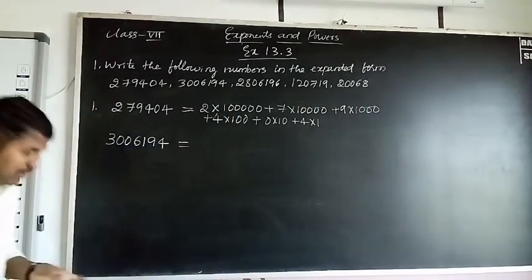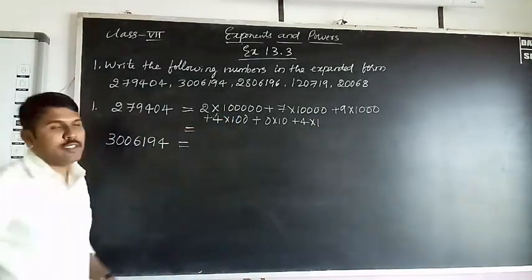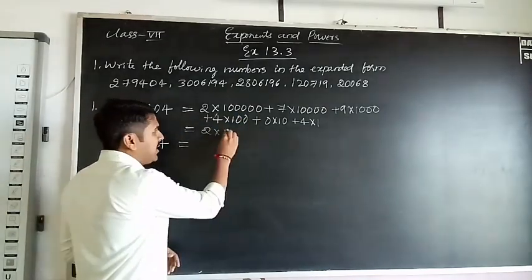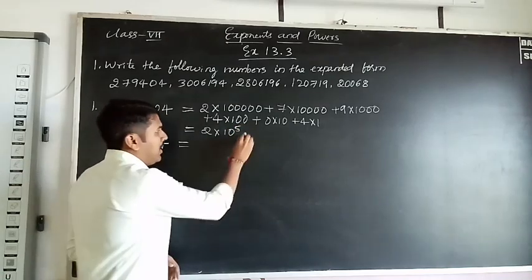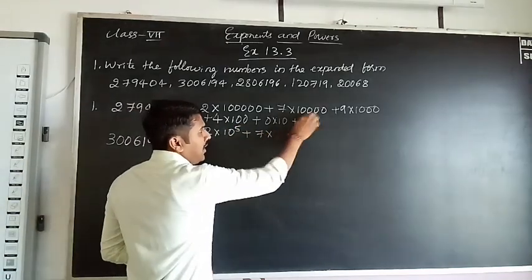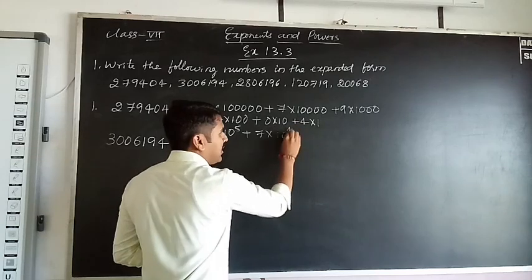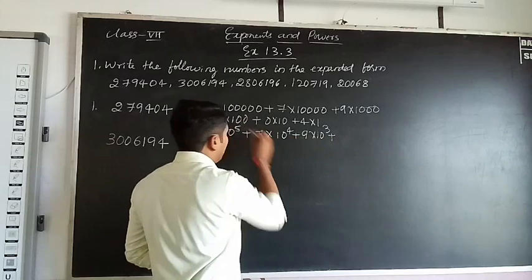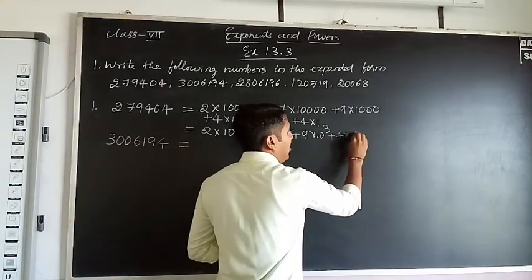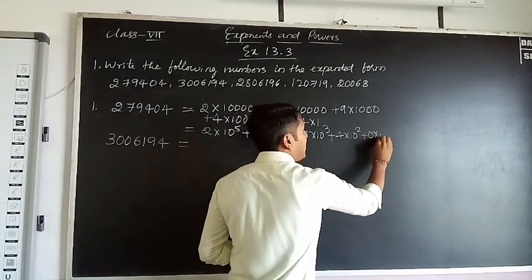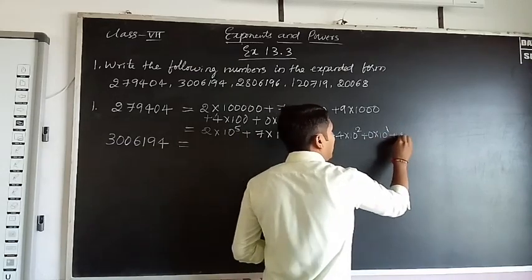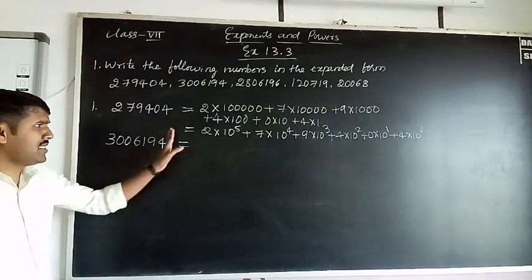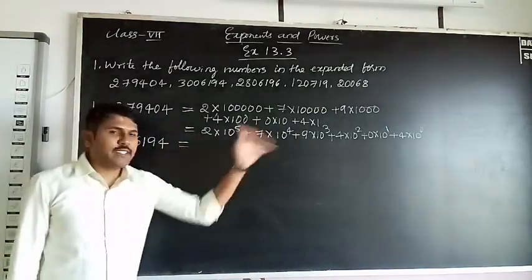So calculate this one by using exponents and powers. 2 into, so total how many zeros? 5 zeros. So 10 raised to 5 plus 7 into 10 raised to how much? 4 zeros. Next 9 into 10 raised to 3 plus 4 into 10 raised to 2. Next 0 into 10 raised to 1. Next 4 into 10 raised to 0. Isn't it? This is the expanded form. Just write down the expanded form by using exponents and powers.